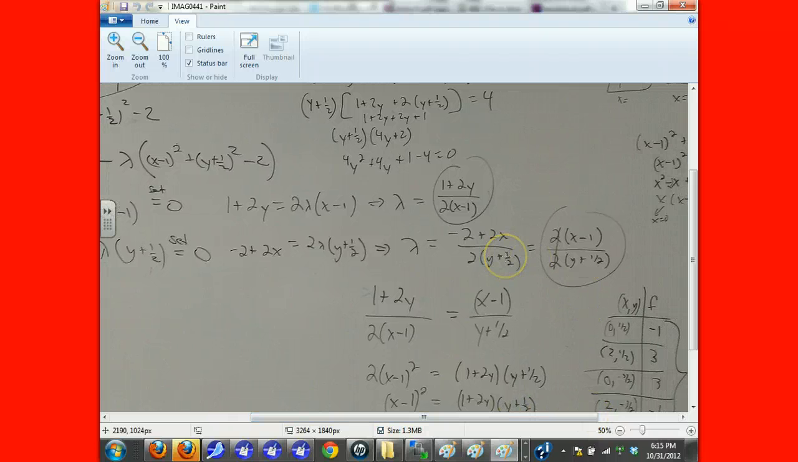I took out a 2 here. They both have 2. So I took out a 2, and we ended up here. And then cross multiply. Anyway, in all these, you don't have to always solve for... I mean, your goal is to get x as a function of y or y as a function of x.